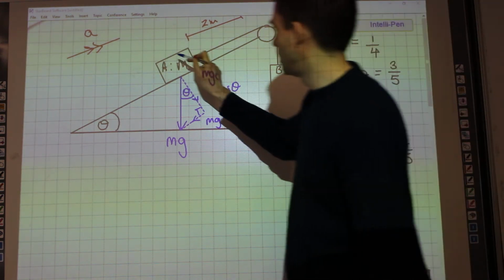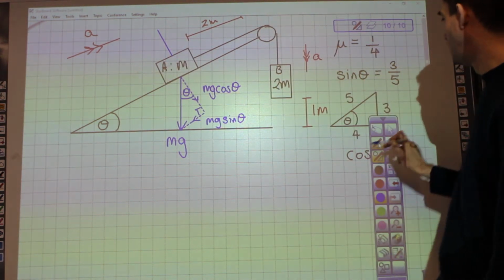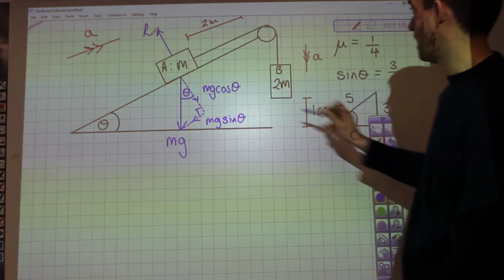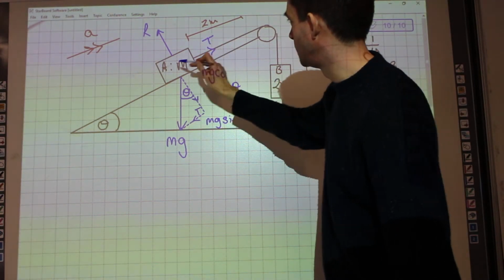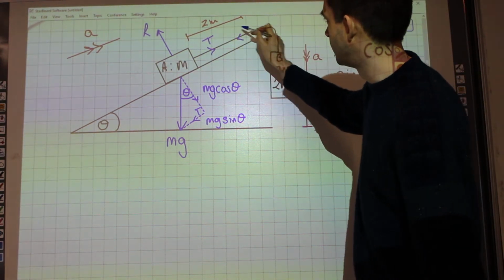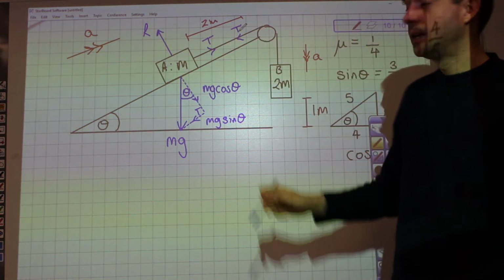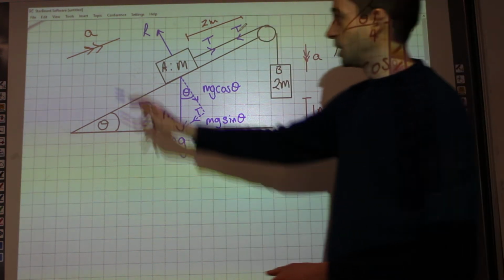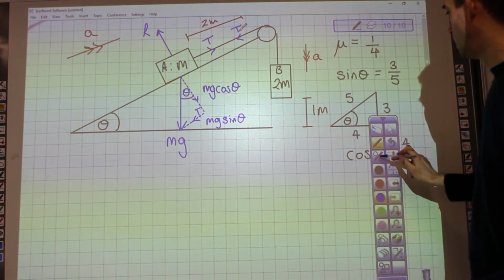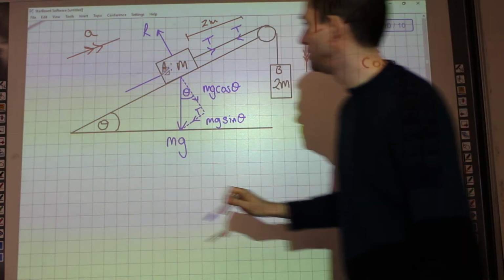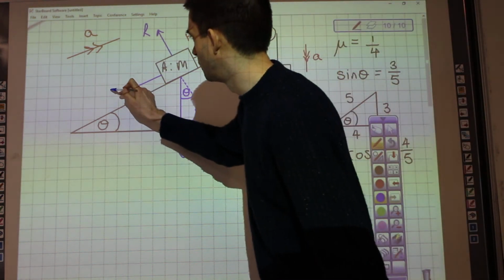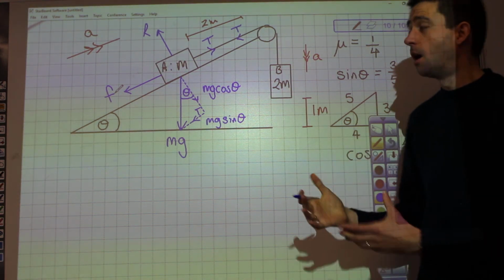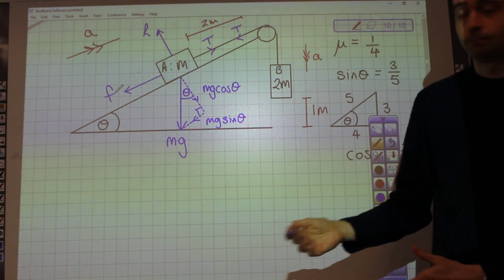We also have a reaction force acting on A perpendicular to the slope. We have a tension force that is acting on A to pull it up the slope. We have an equal and opposite tension in the pulley, in the string I should say, sorry, acting on the pulley downwards like so. And because we now know that A is moving up the plane, friction will be opposing the direction of motion, so friction will be acting down the plane. I can draw that on in that direction, and they are all the forces acting on particle A.